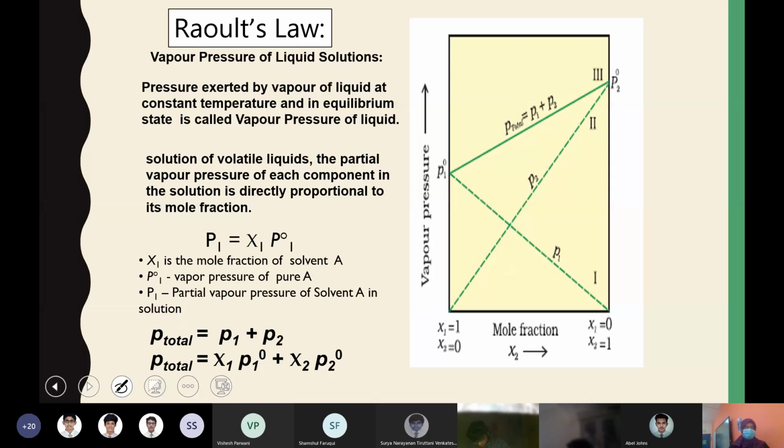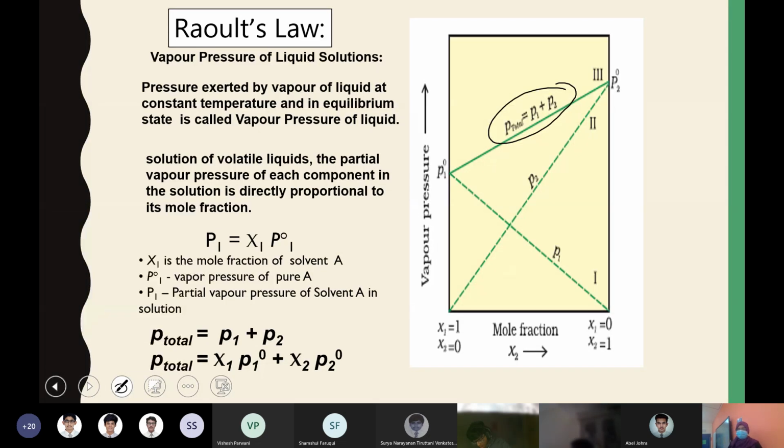Here there is one more graph showing that P total is equal to P1 plus P2. That means P1 value is decreasing and P2 value is changing during the change, and the overall result will be P total, which will be the contribution from the first and the second component.